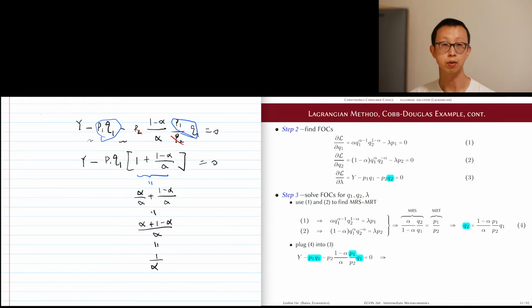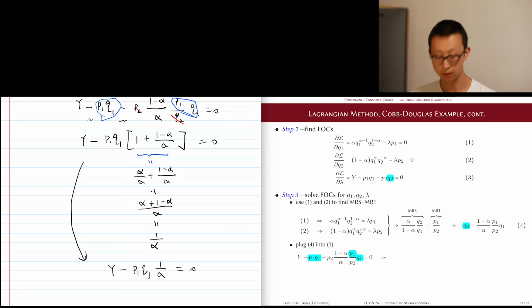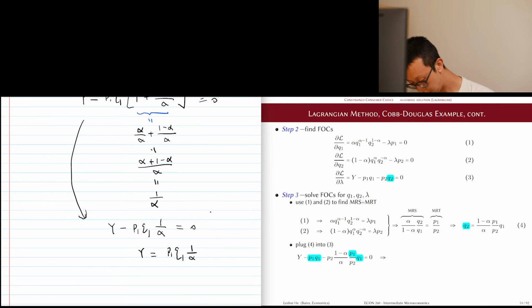In other words, our equation is equivalent to y minus P1 Q1 times 1 over alpha is equal to 0. Well, but this is just equivalent to y is equal to P1 Q1 times 1 over alpha, which is equivalent to alpha y is equal to P1 Q1.